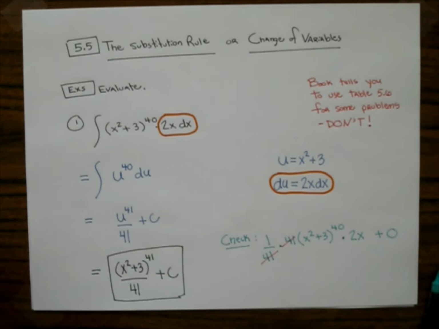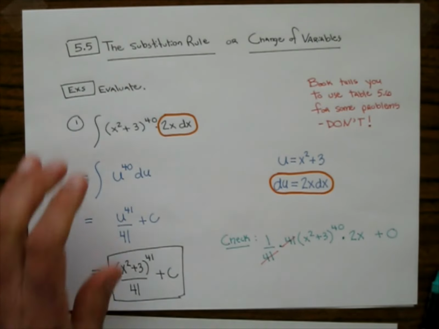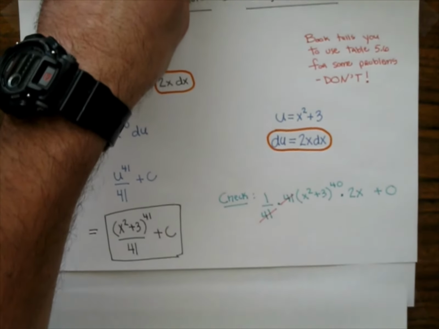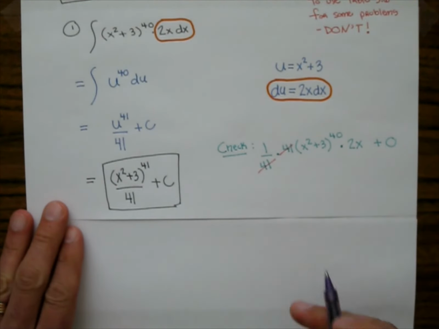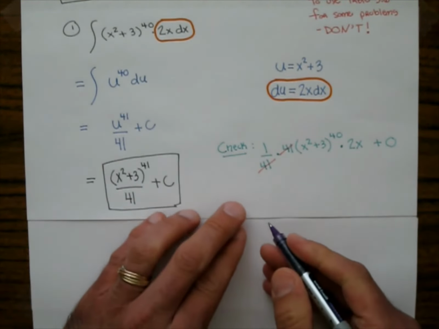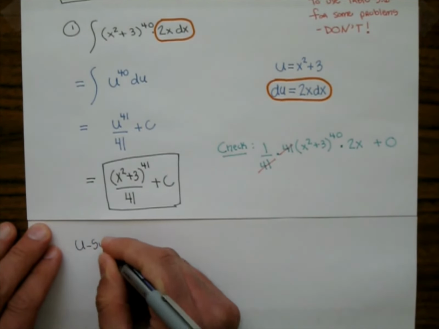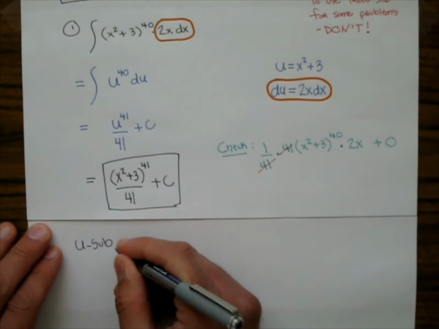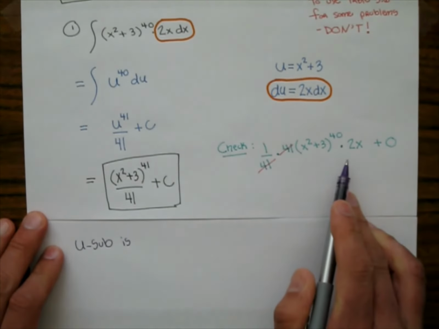What I'm going to do is I'm going to show you another way of thinking about this problem. And I'll do this on a few problems. This will work a lot of the times. I'm going to redo this problem. The thing that I want to point out here is that u substitution, I'll write it here, u substitution, that's this method, the substitution rule. U sub is really the reverse chain rule.